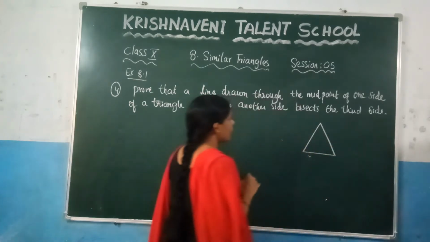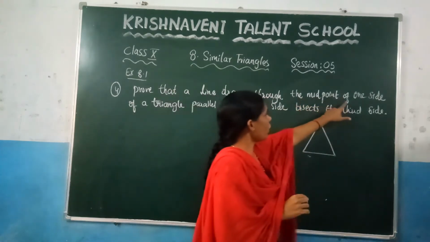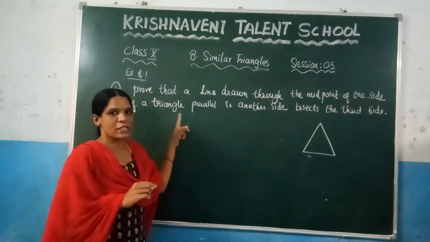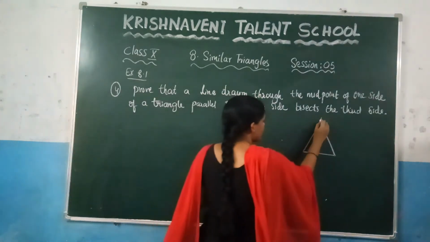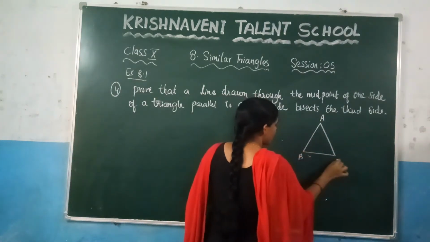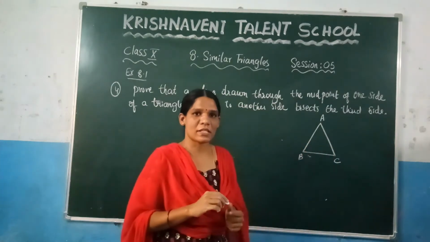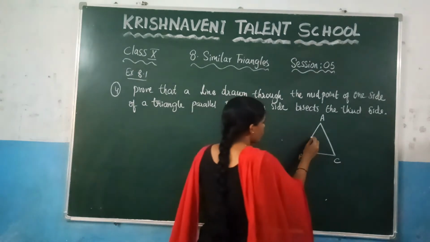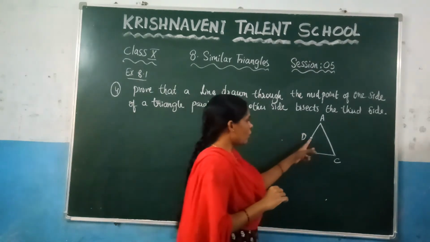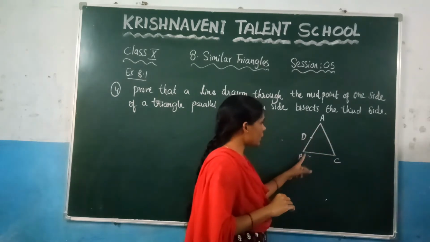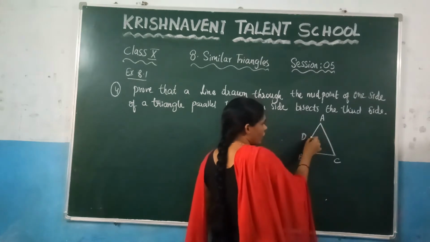What are they saying here? A line drawn to the midpoint of one side of the triangle. Let us take one side of the triangle. I am taking this side, which is AB. So what are they saying here? A line drawn to the midpoint of one side of the triangle. Let us take the midpoint of AB as D. So here I need to draw one line such that the line passes through the midpoint of the one side. So let us consider the midpoint of AB as D.